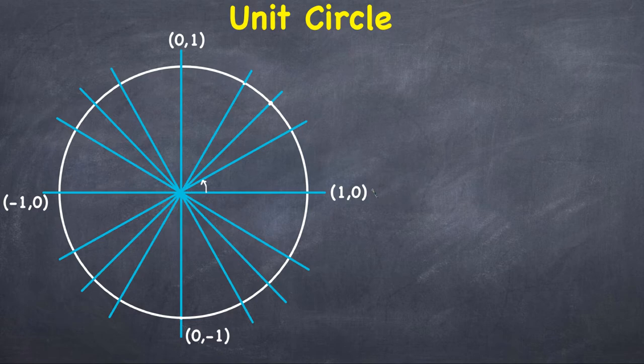Okay, so first of all, let's write down the equation of a circle, which is x squared plus y squared is equal to r squared, where r is the radius of a circle. In our situation over here, r is equal to 1. That's why we call it a unit circle. So we got x squared plus y squared is equal to 1. And then this whole circle makes an angle of 2 pi radians, or we can say 360 degrees.